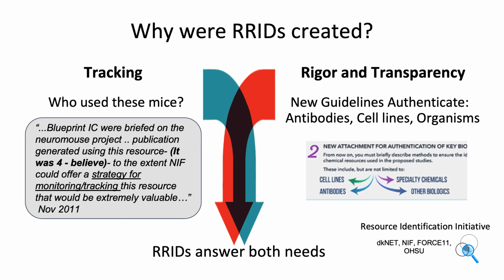The other area is rigor and transparency. When one looks at authentication of various resources, one would like to know how these resources have performed in the past, and the only way to do that is to pull that information from the literature. By having these resource identifiers, it's much easier for us to pull that information from the literature and provide it to researchers to assist them when they are constructing their studies.